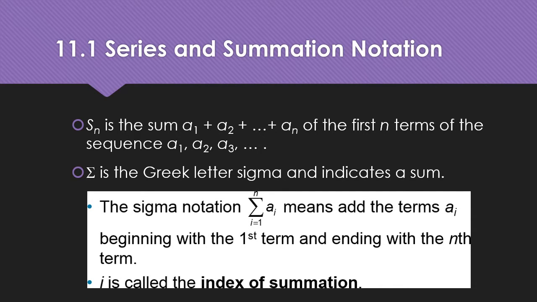In the sigma notation that you see, we've got the sigma, on the top is an n, on the bottom is i equals 1, and then we have a sub i. What that means is you need to add the terms a sub i, beginning with the first term and ending with the nth term. So the bottom number tells you which term to start with, the top number tells you which term to finish with, and the i is called the index of summation.